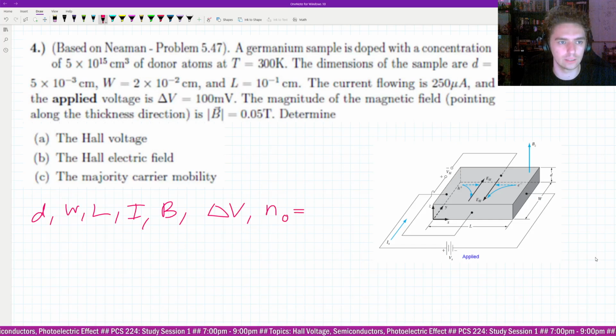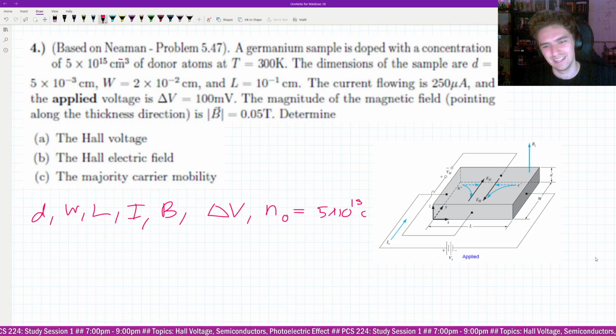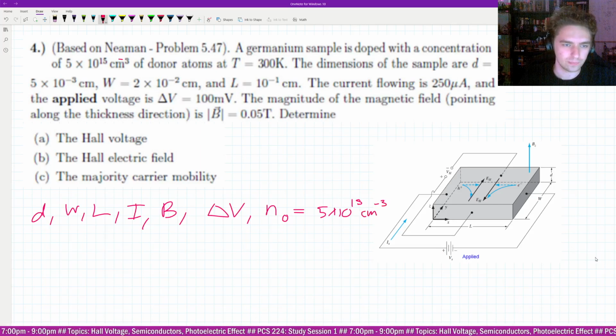And so NO is going to be 5 times 10 to the 15. With a concentration, that's probably meant to be per centimeter cubed. That's what's probably meant to be the negative there. Yeah, that doesn't make sense otherwise. Someone agree with me? I agree with you. Yeah, you're not alone. Okay, good. So I'll just put that there, per centimeter cubed. Everything's in centimeters. Tesla. Okay.